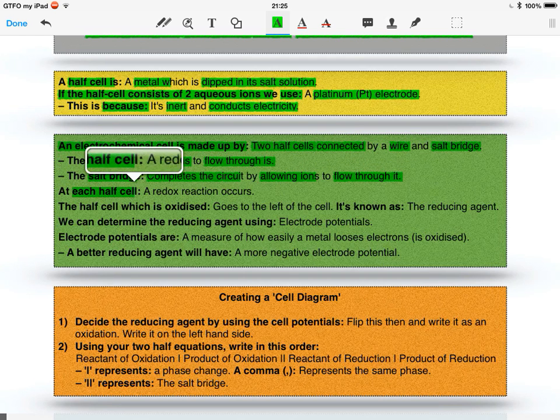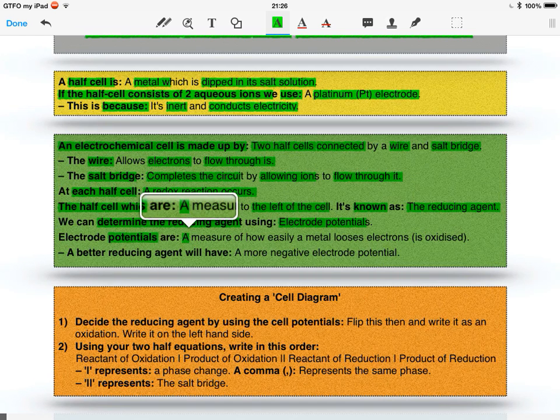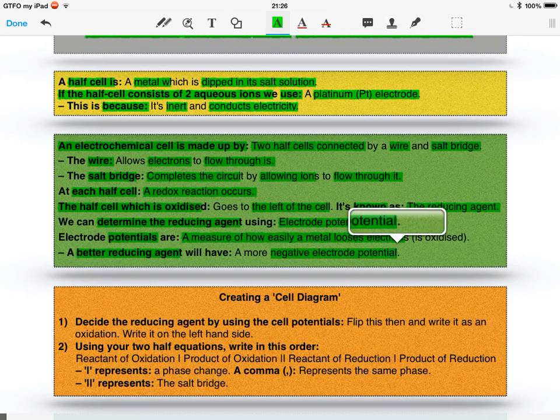At each half cell, a redox reaction occurs. The half cell which is oxidized goes to the left of the cell, and this one is known as the reducing agent. We can determine the reducing agent using the electrode potentials, and this is because electrode potentials are a measure of how easily a metal loses its electrons. So, a better reducing agent will have a more negative electrode potential.